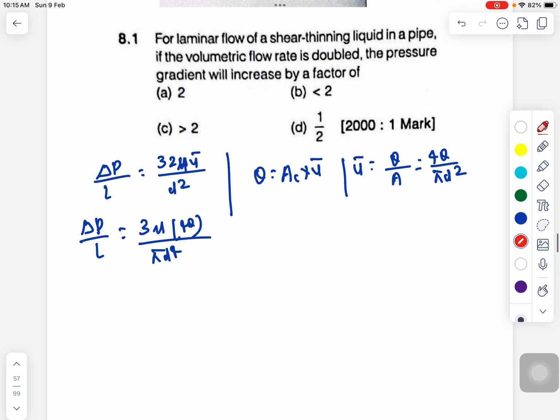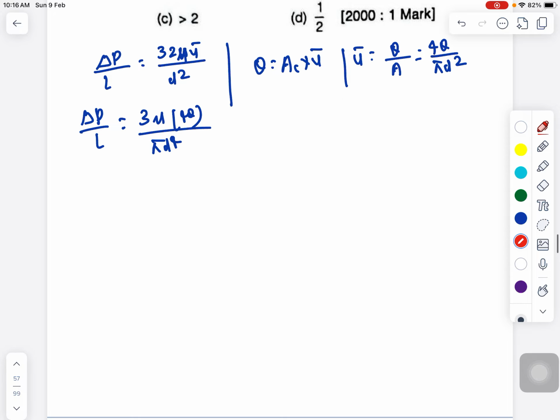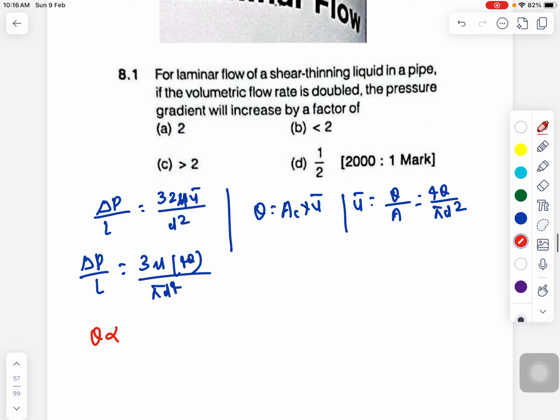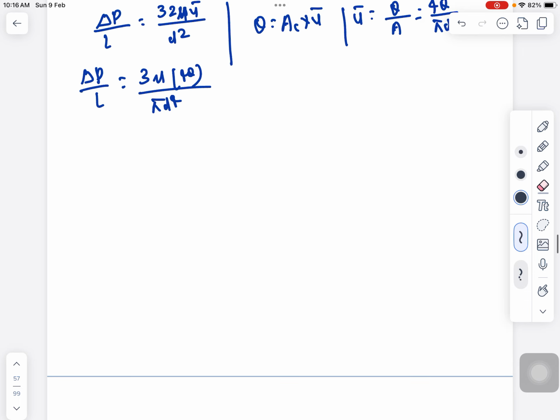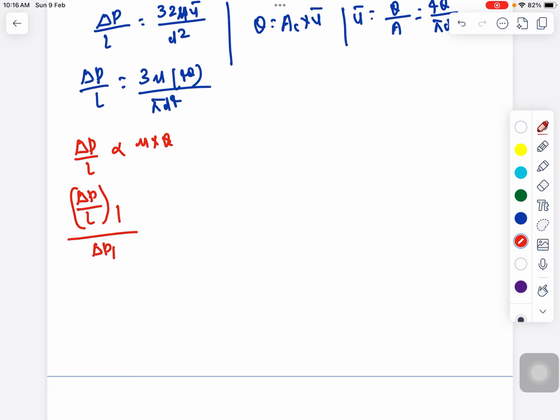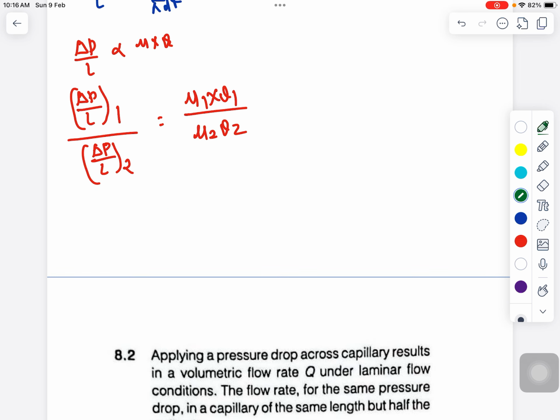So here you can see that nothing else is going to change, only the volumetric flow rate is going to change, right? You are supposed to write the pressure gradient. So from here you can see that delta P by L is directly proportional to mu into Q. So I can say delta P by L for 1 divided by delta P by L for 2 is equal to obviously mu1 into Q1 divided by mu2 into Q2. Is that clear? So you can see that the flow rate is getting double, right?